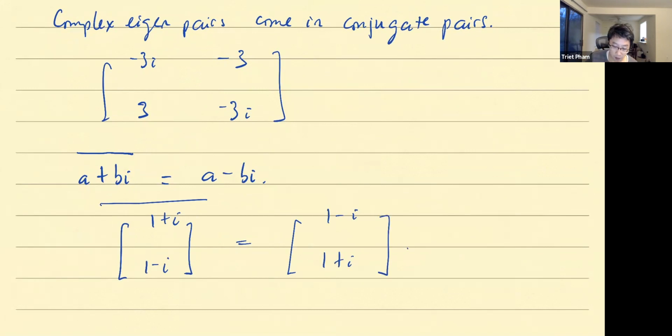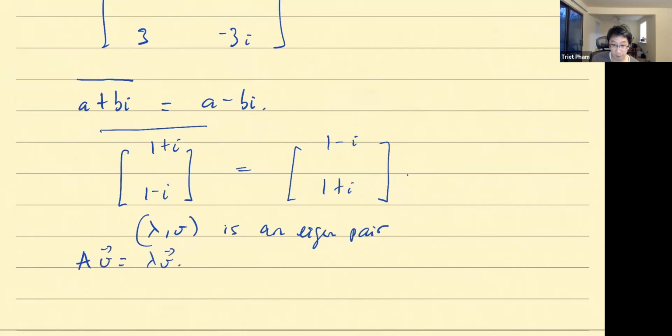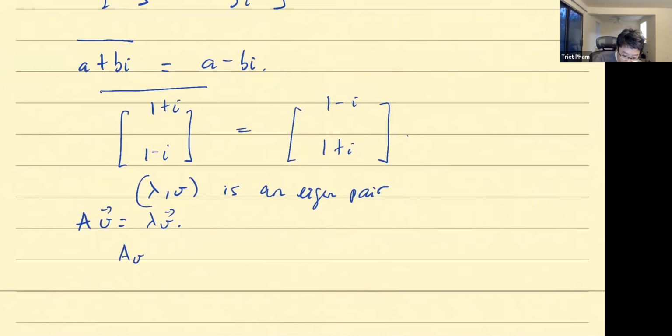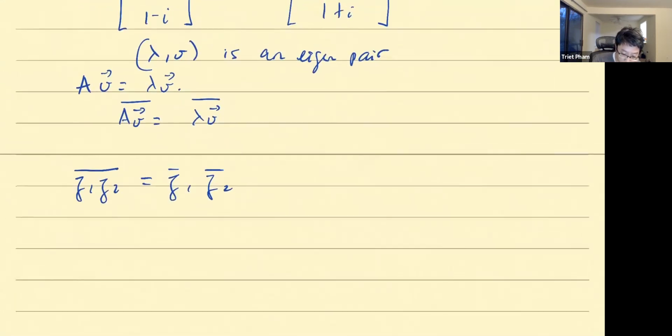And the eigenvector comes from conjugation because of something like this. Suppose that lambda, v is an eigenpair. Then that means Av is equal to lambda v. Now conjugate both sides, then you have this. There's this really nifty property of conjugation that basically says (z1 z2) conjugate is z1 conjugate times z2 conjugate. So you can break this down into a conjugation part. I'm having a hard time conjugating a vector, but like this.